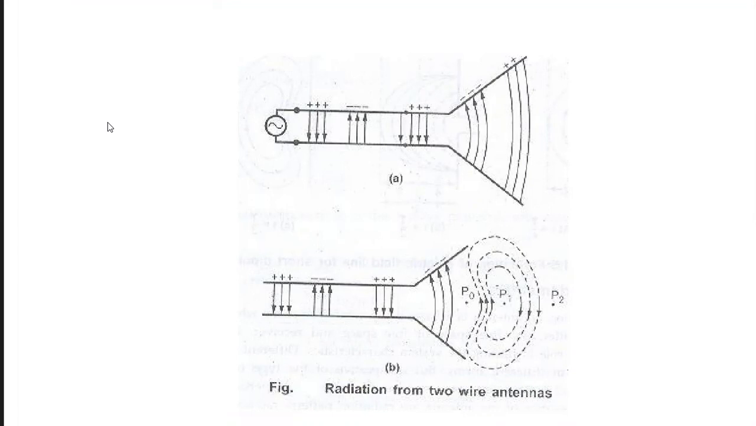Now let me discuss the radiation from two-wire antennas, how radiation occurs from two-wire antennas. Here, let us consider a voltage source. This is the voltage source connected to a two-conductor transmission line, which is connected to the antenna. This transition structure is nothing but the antenna.